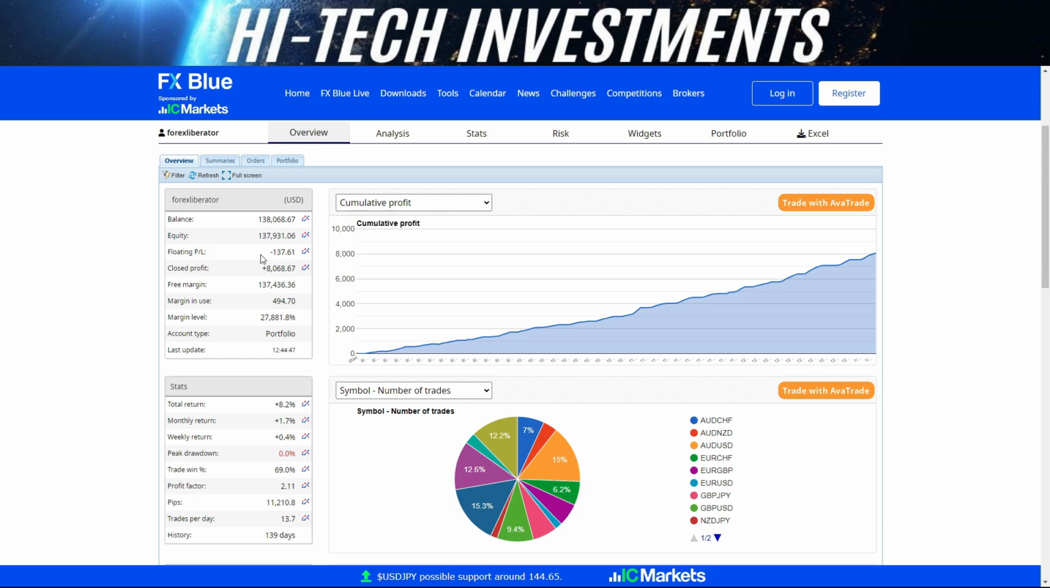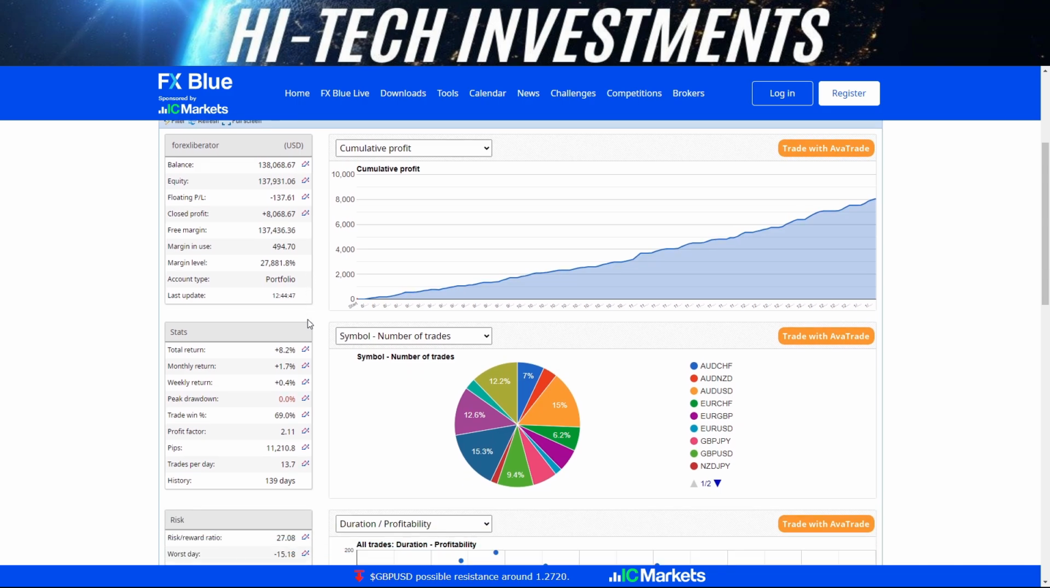And at the moment also we have a floating profit loss here of minus 137, which is extremely low compared to this has been trading for a fair bit of time, 139 days. So this is not just a beginning in here with low profit or loss. Closed profits more than 8,000, free margin obviously more than plenty, a margin in use very small at the moment. So this account is also 1 to 200 leverage, so that we can use it for FTMO trading if need be. And then obviously the portfolio type in here.